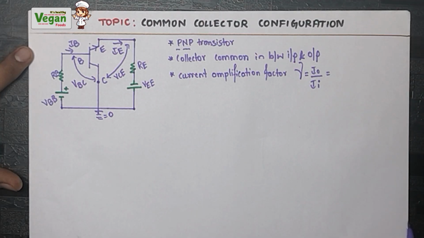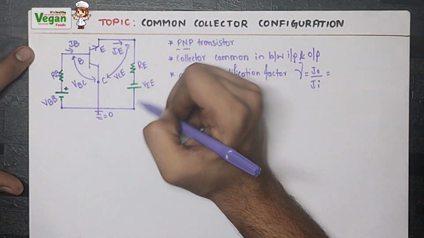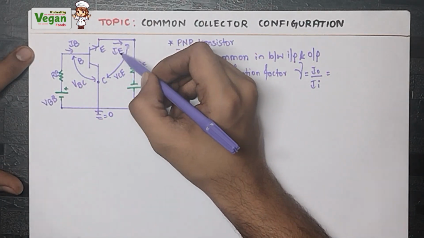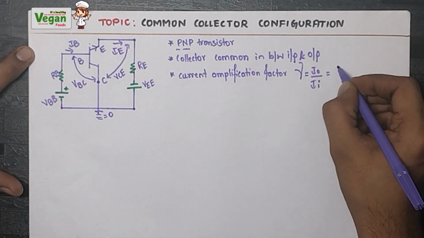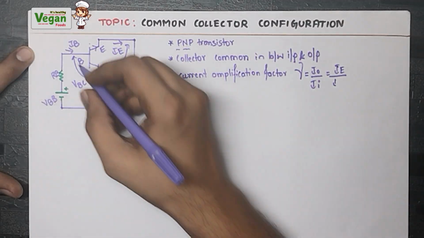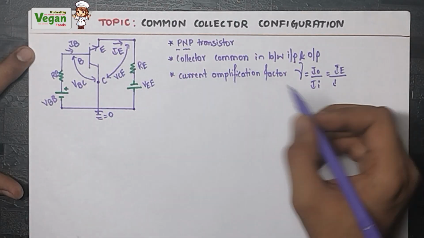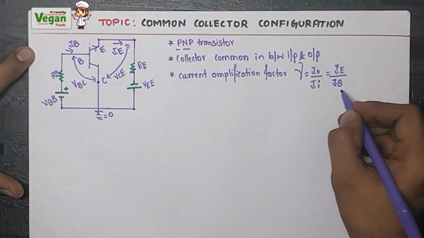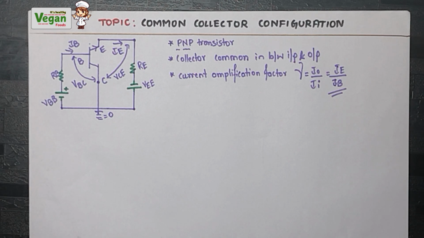What is the output current? Output current means the current on the right side. What is the current on the right hand side? That is IE. So IE will be the output current, and the input current means the left hand side. What is the current? IB. So IE divided by IB will be the current amplification factor of the common collector configuration.